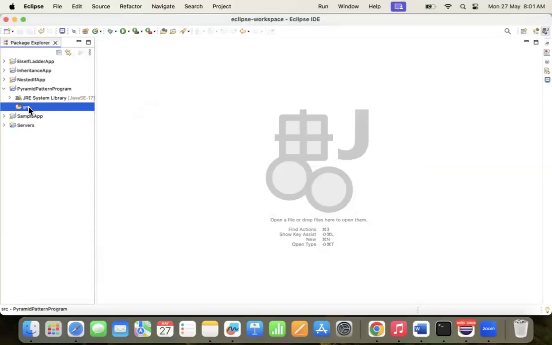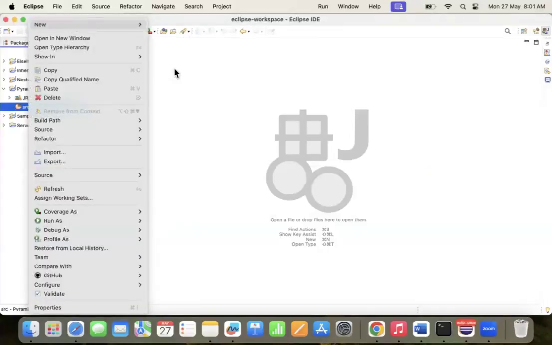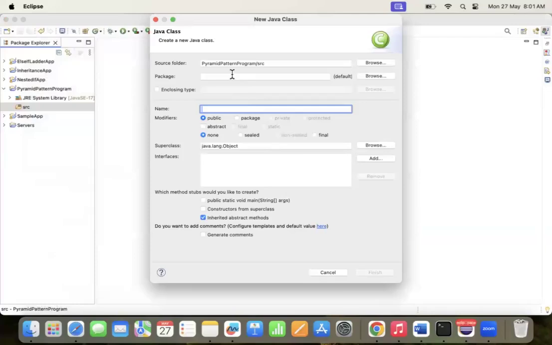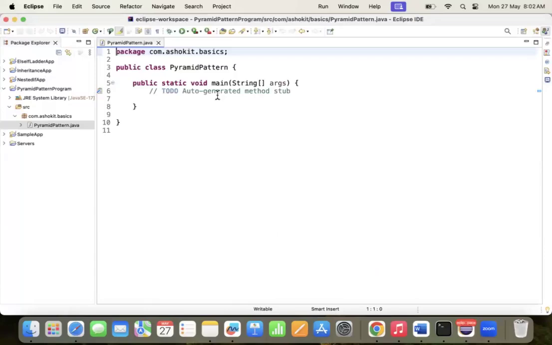Then we'll right click on src, then go to new, then class. And here, as I told you, please enter the package name: com.ashok.it.basics. And the class name could be PyramidPattern. And the public static void main is a method which I'm just adding.